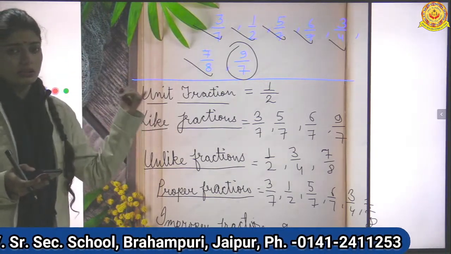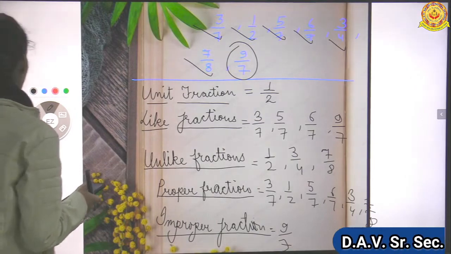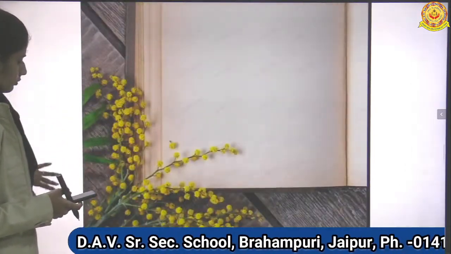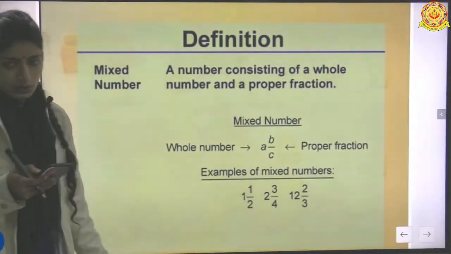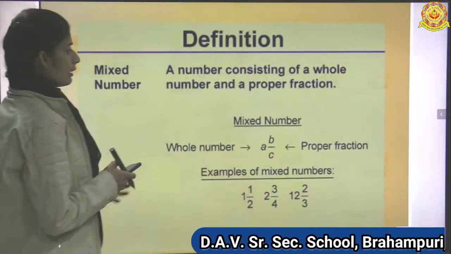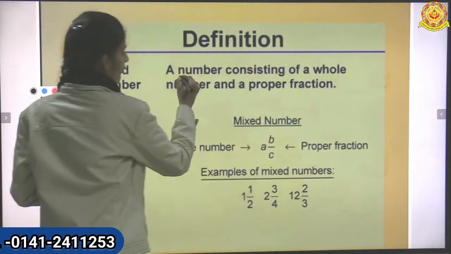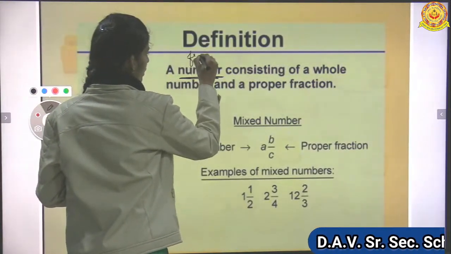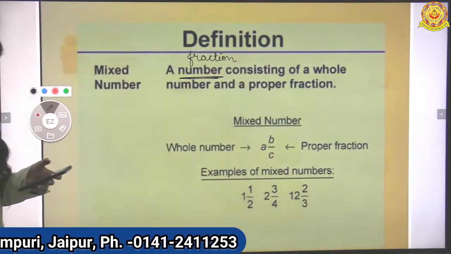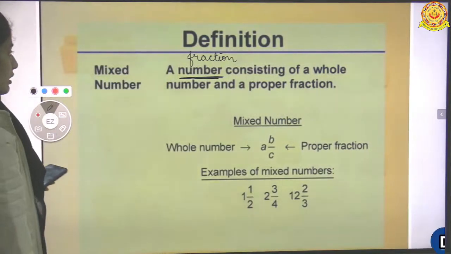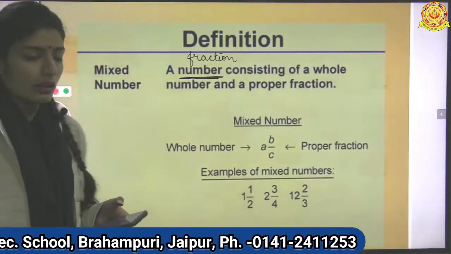Okay, here we have discussed in short unit fractions, like fractions, unlike fractions, proper fractions and improper fractions. Now 2 more types we have. Mixed fraction. A fraction consisting of a whole number and a proper fraction is called a mixed fraction. Proper fraction means the numerator is smaller than the denominator.